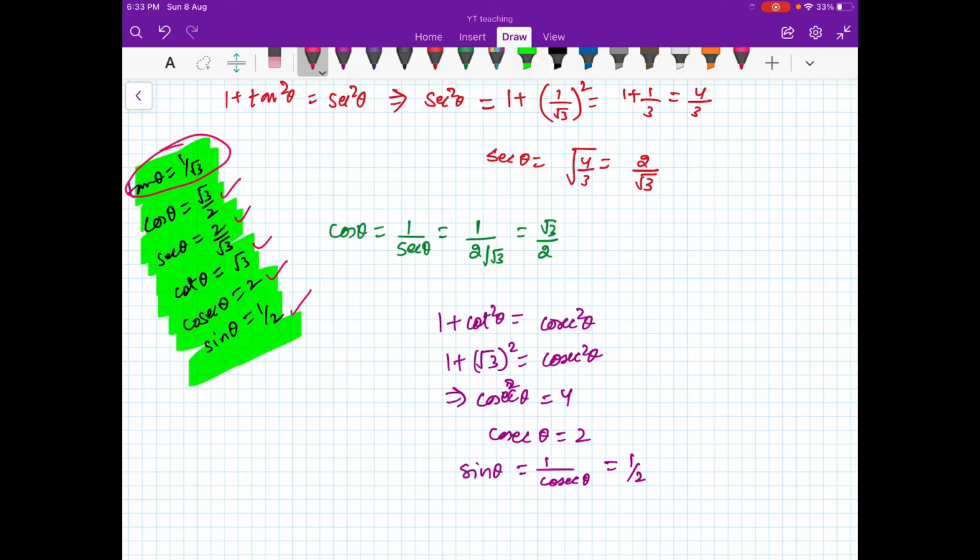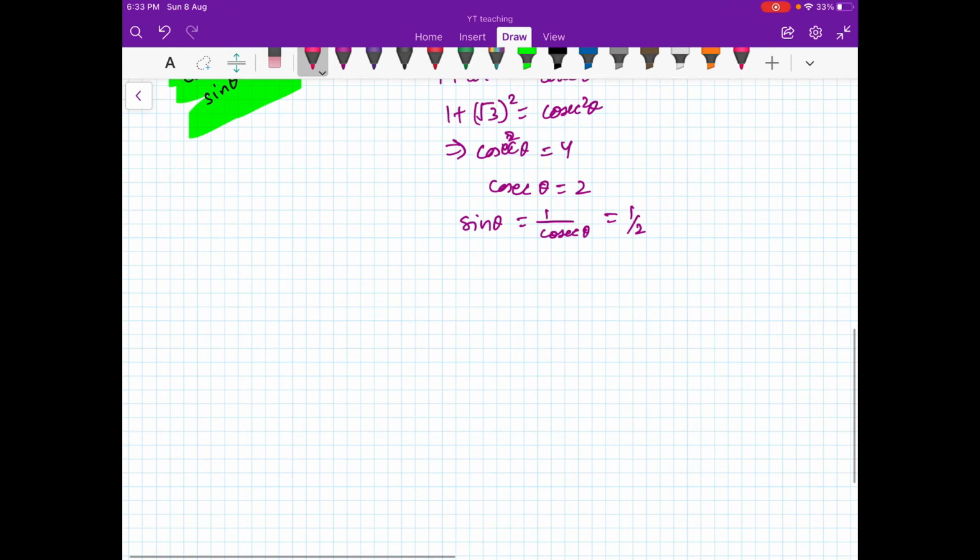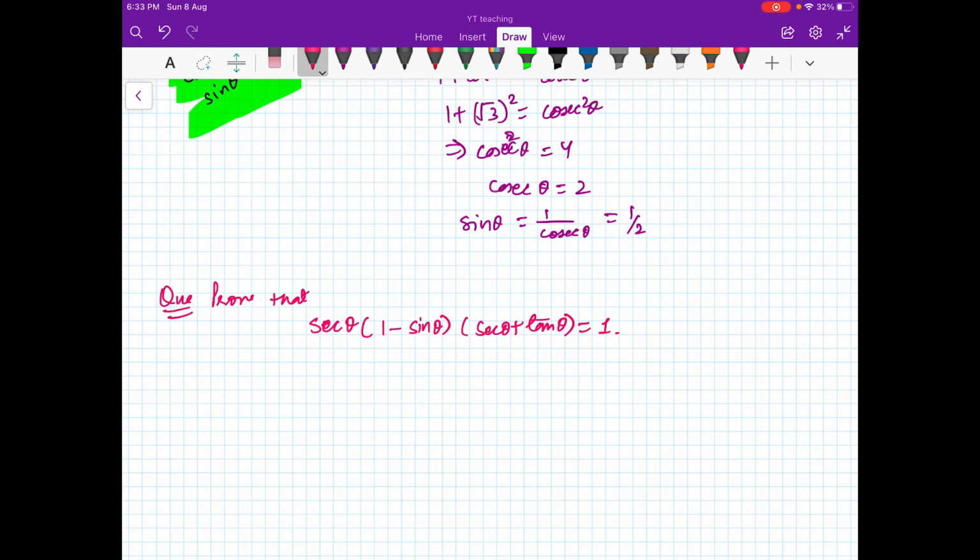So other than that, we may have some relations which we can prove. For example, I will do one. You have this problem. Prove that secant theta into 1 minus sine theta into secant theta plus tan theta is equal to 1. So such problems may be useful at some places also, and in the exams also you can have direct questions like this, that you have to prove these things.